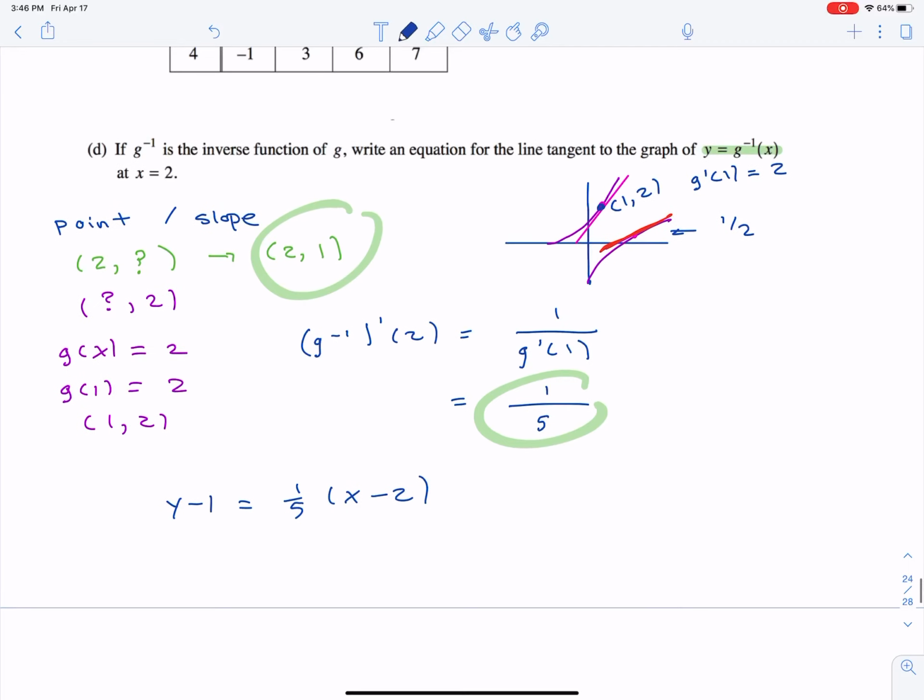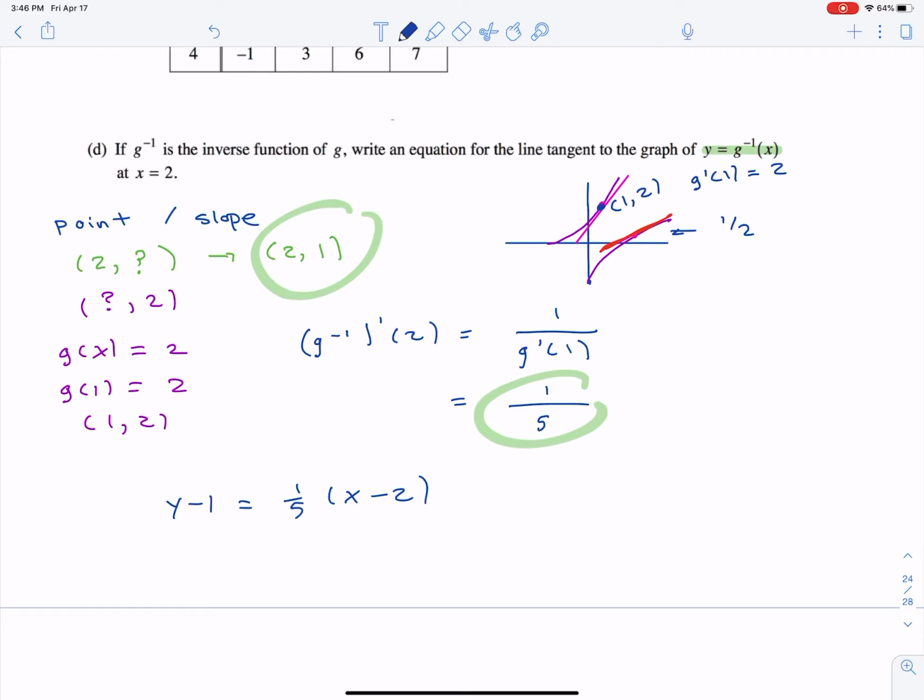And then let's see if I can leave it like this or I have to solve it for y. So write an equation of the line tangent to the graph of y equals this. Now they didn't ask to solve it any further. So I can leave it like this, or if I want to solve it for y, I can add 1 to both sides. Well, that's it.